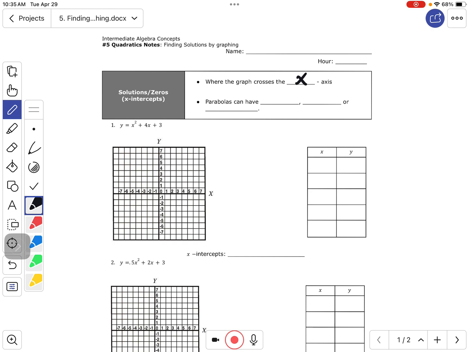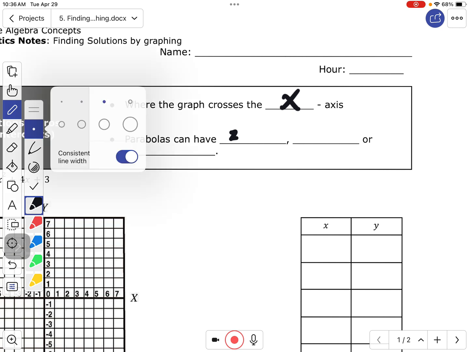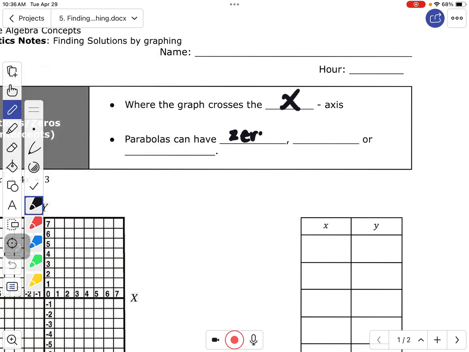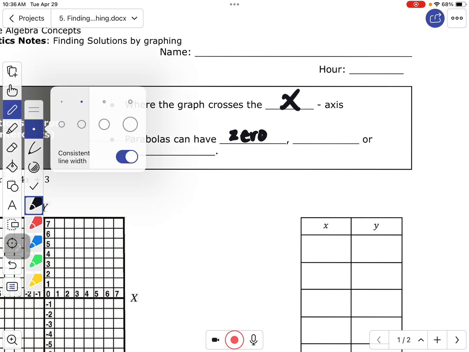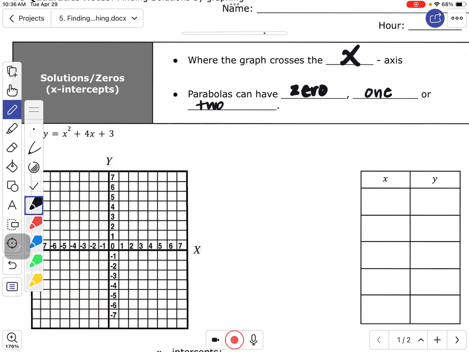They can have 0. So we're going to put 0 here. 0, 1, or 2 x-intercepts. Okay, so let's look at this first one.